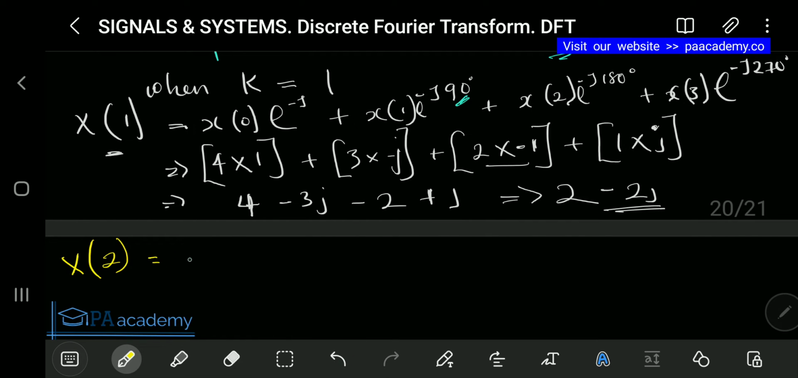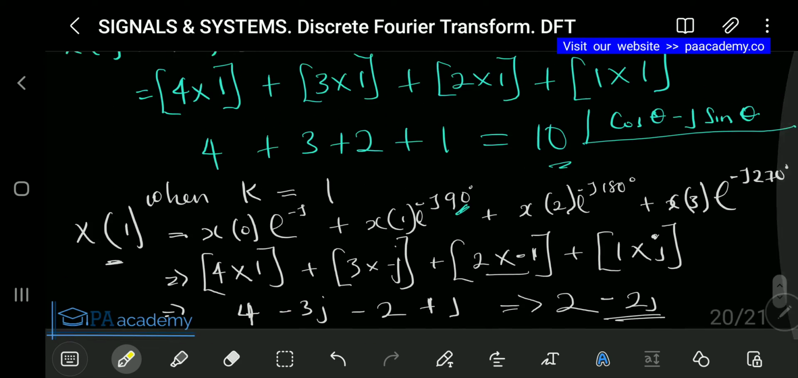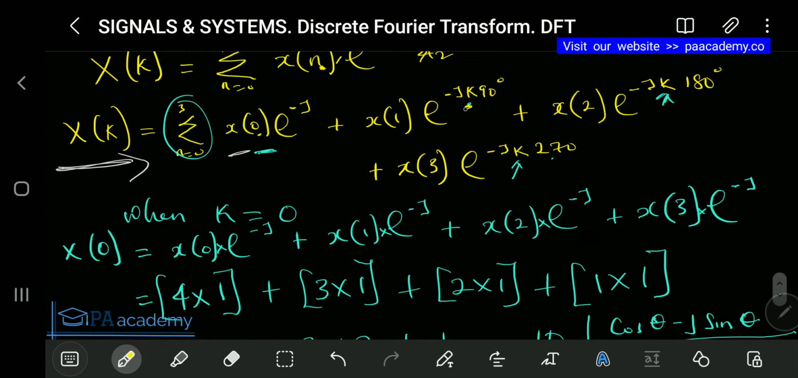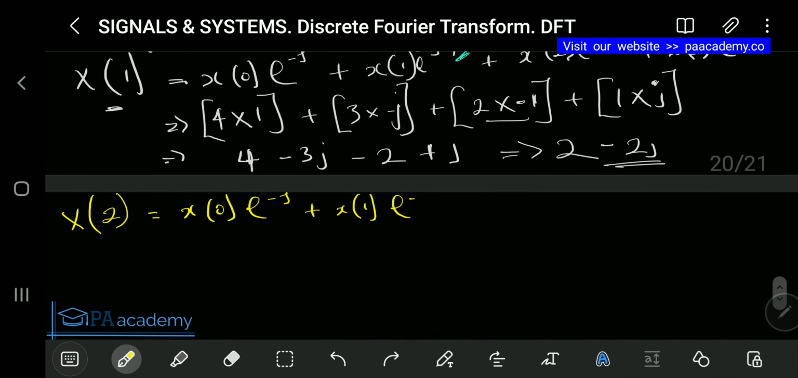Alright, so that's equal to x of 0 exponential minus j plus x of 1 exponential minus j. So let's go and put in the value of k to be 2. So right here, if the k here is 2, that means we're going to be having exponential minus j 180. I hope you are getting the concept now. Exponential minus j 180 plus x of 2 exponential minus j.